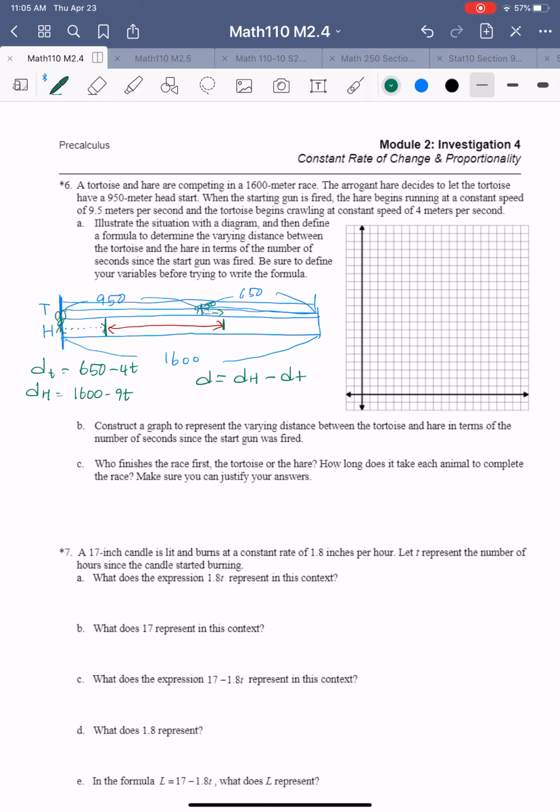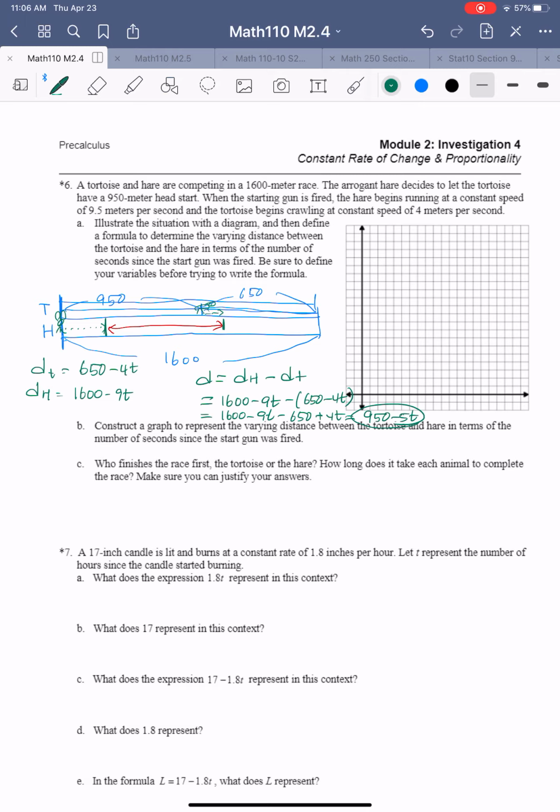Hare's distance minus tortoise's distance. Sorry about that. So 1600 minus 90t, and subtract 650 minus 40t. If you simplify 1600 minus 90t minus 650, plus 40t, the actual formula is going to be 950 minus 50t. So this always stays the same as the distance between the tortoise and the hare. Okay, so that's the answer to that problem.